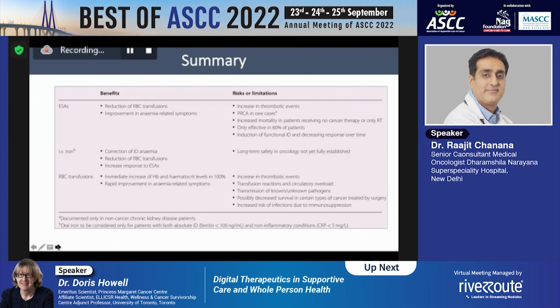So we have three modalities to correct anemia: the ESAs, iron, and blood transfusion. All of these have their own risks and merits, and we have different clinical scenarios. So the first way to go is to correct the deficiencies. If the HB does not respond to IV iron, then the next is ESAs. And if you need a rapid response or have a symptomatic patient, then blood transfusion is the way to go.